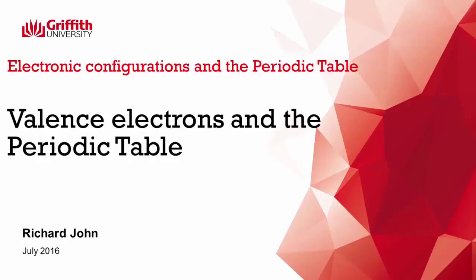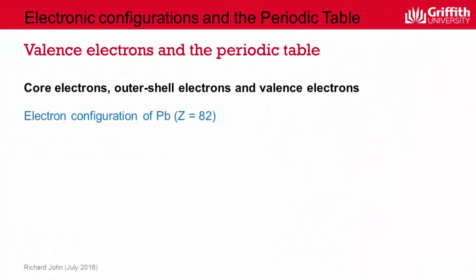In this video, we learn how to identify valence electrons in atoms, and they are the electrons that are explicitly involved in bonding. And we show how the structure of the periodic table is not only linked to electron configurations, but more specifically to the valence shell electron configurations.